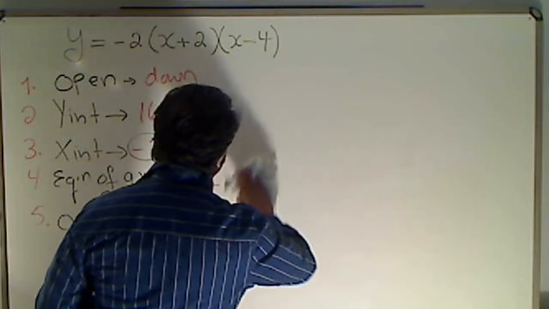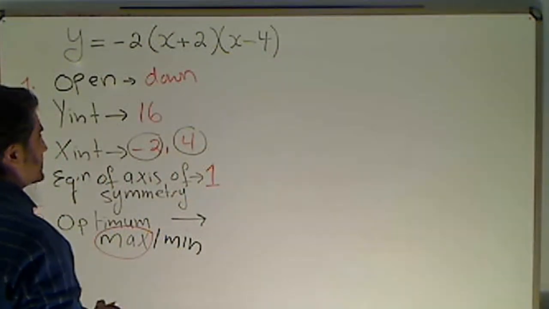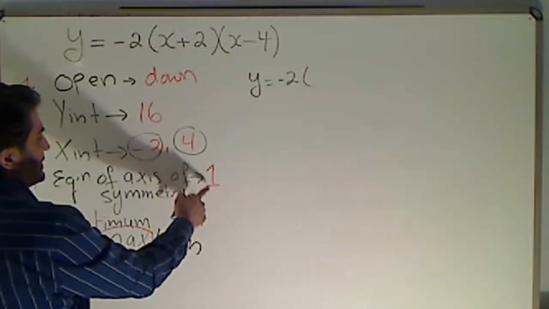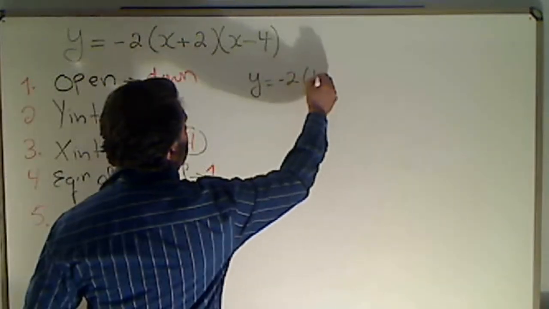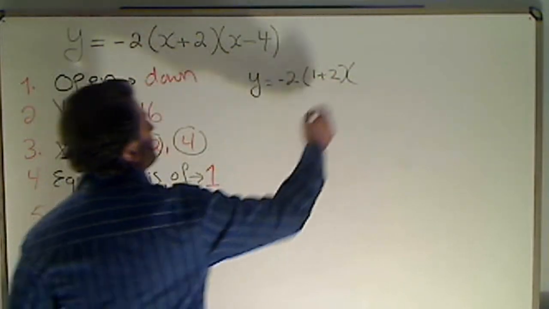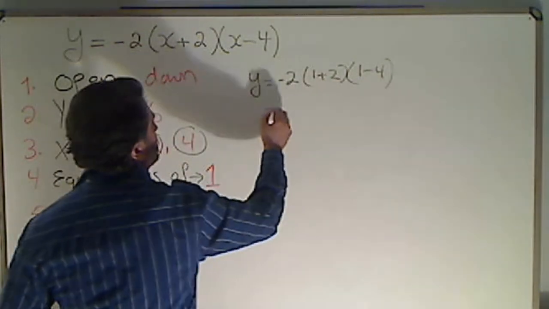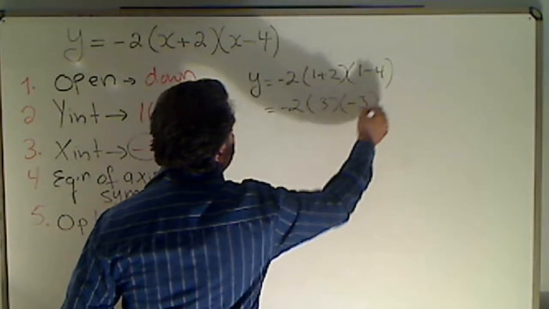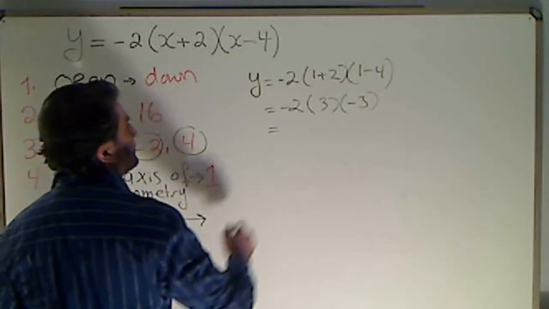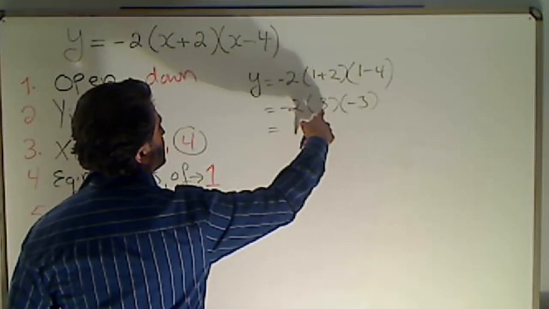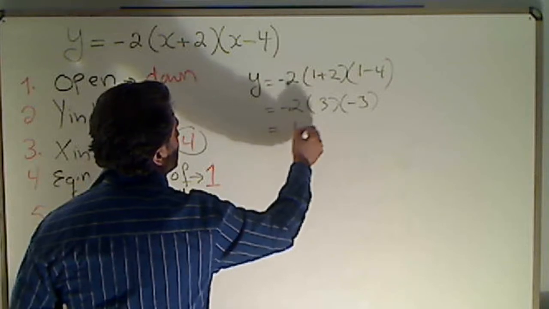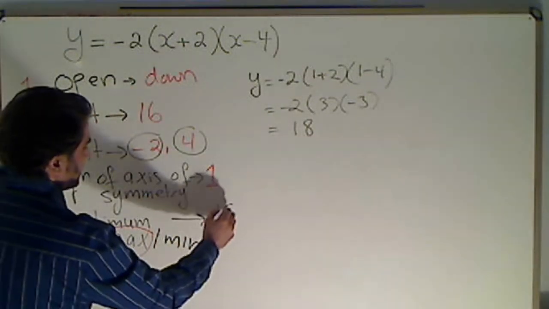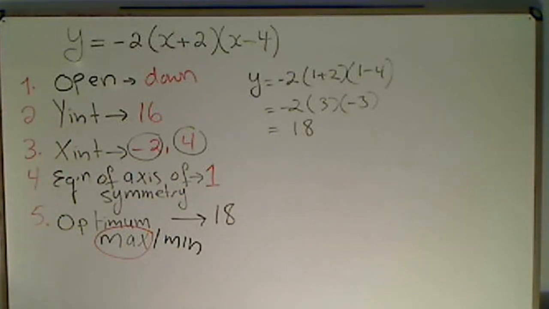I'll erase this. So to find the y-coordinate of the vertex, we substitute in the original equation for x the value of the axis of symmetry. So you have 1 plus 2, and you have 1 minus 4. So here to evaluate, finish the brackets first. 1 minus 4 is negative 3, and multiply them all out. So it would be negative 2 times 3 is negative 6. Negative 6 times negative 3 is positive 18. So the y-coordinate of the vertex, or your max value, is 18.